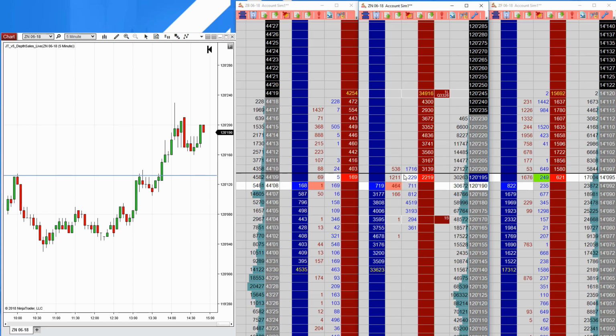Scalping allows you to take many different positions during the trading session, and the advantage is if you're wrong, you will know immediately and you will be able to exit your position.